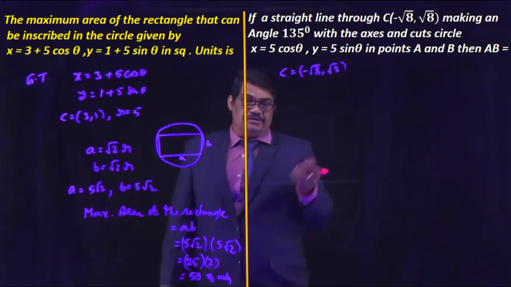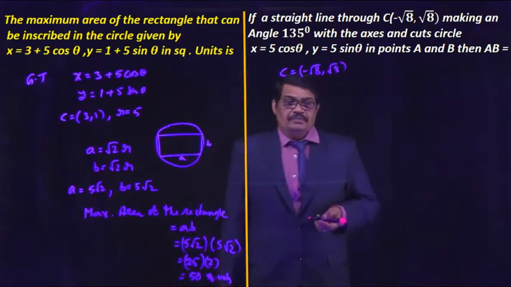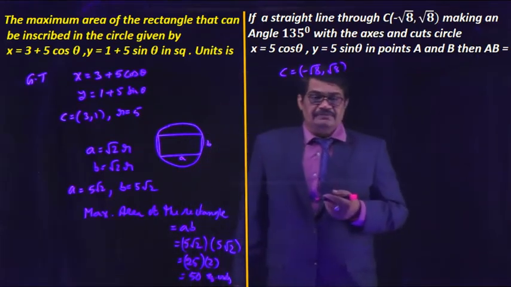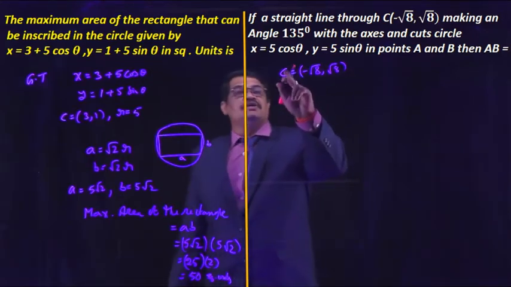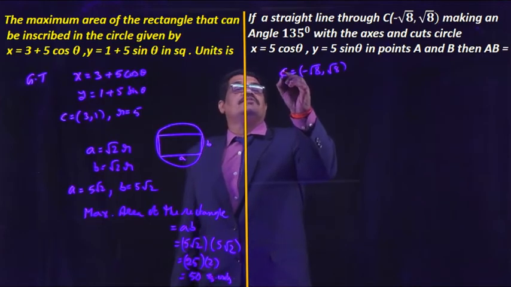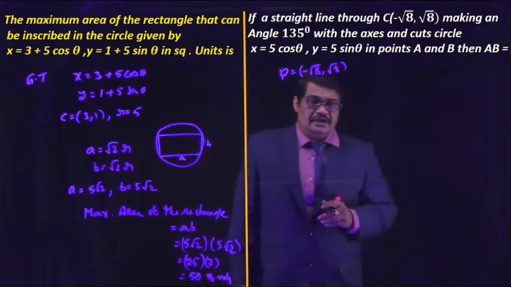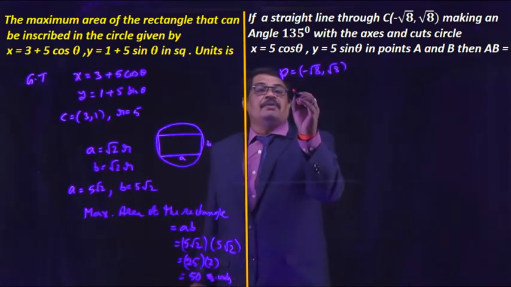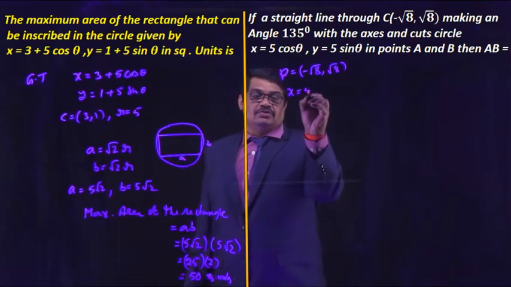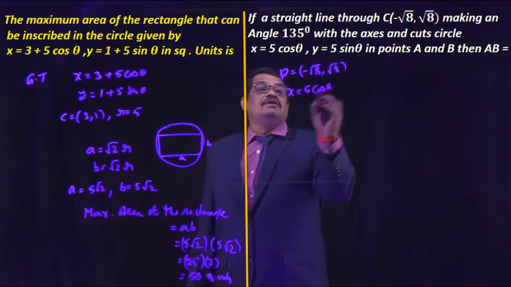These are the coordinates of a point, a straight line through this point. Sorry, this is not the center. This is a point on the circle. And what are the circle's parametric equations? X is equal to 5 cos theta and y is equal to 5 sin theta.